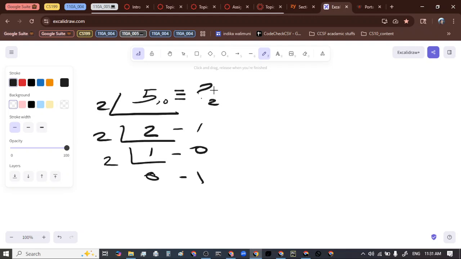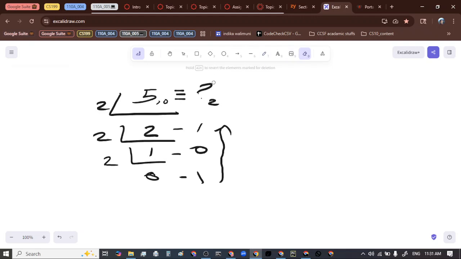Now how do we get the binary number? We basically read from bottom to top. So the answer is this. I'm going to erase this one, and 101 is the answer.